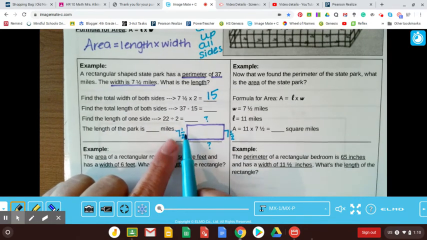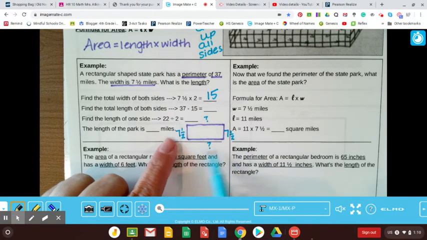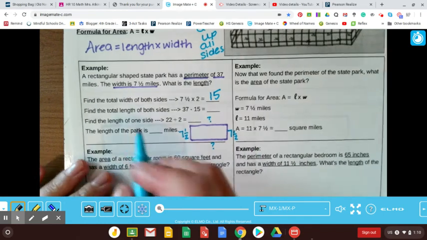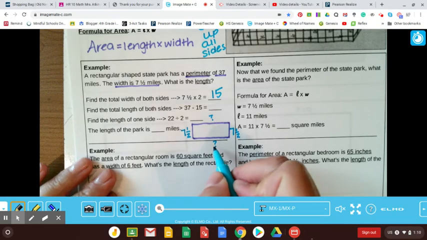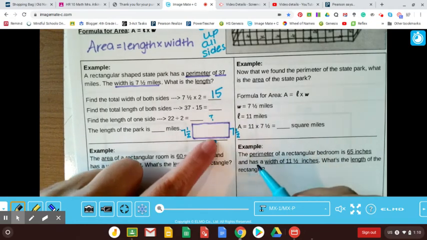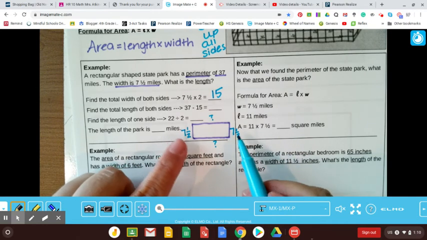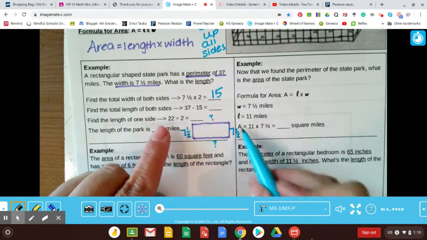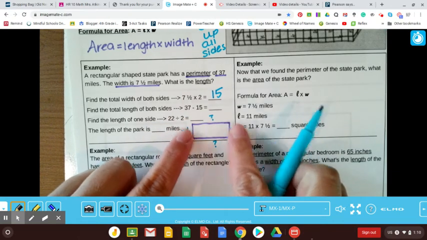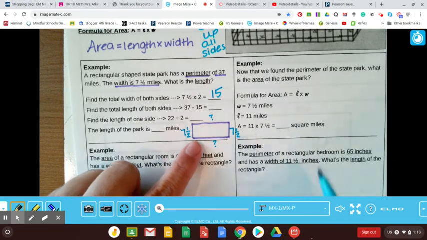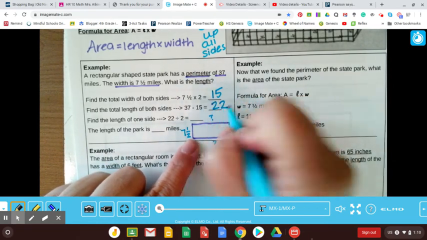Now, if I know that if I add these two widths, it's going to give me 15, and I know the total is 37, I can take 37 and subtract 15, and then that will give me what my two unknowns are added up together, right? Does that make sense? So if I take my whole perimeter of 37 and subtract my widths, I'll be left with my lengths. So 37 minus 15 is 22.